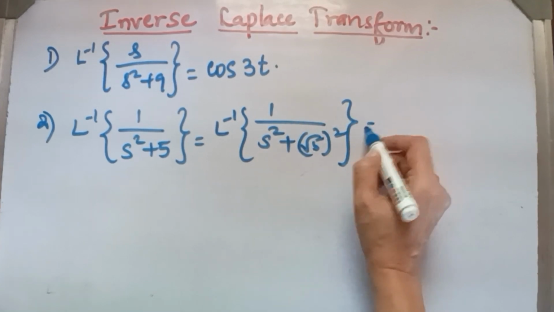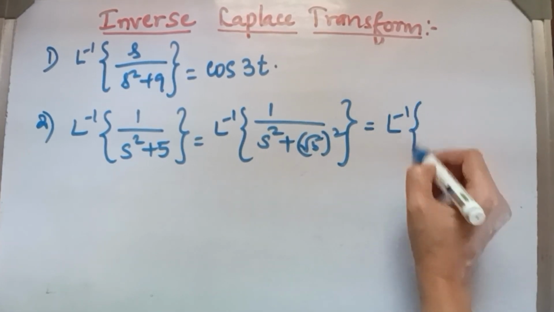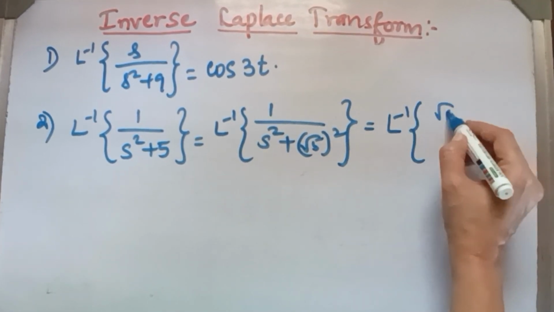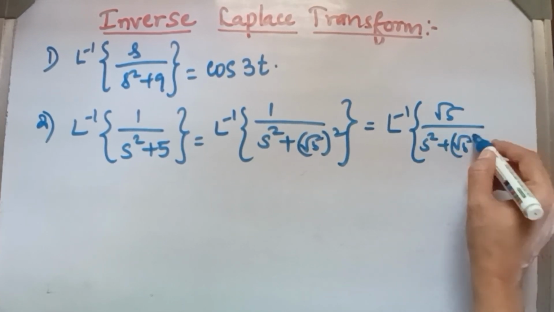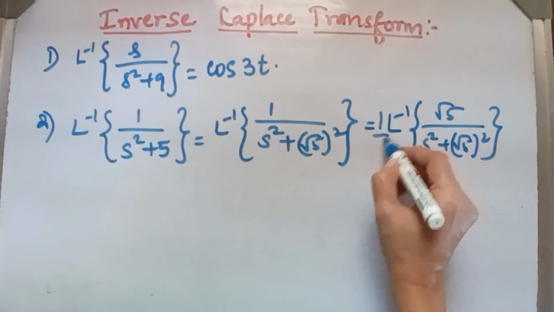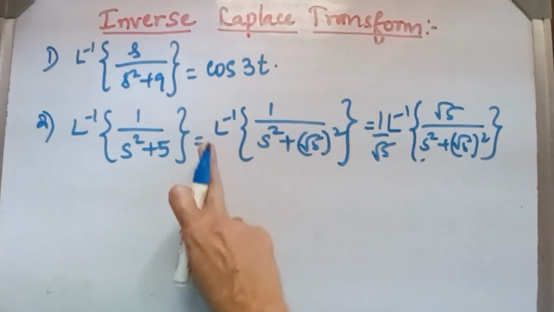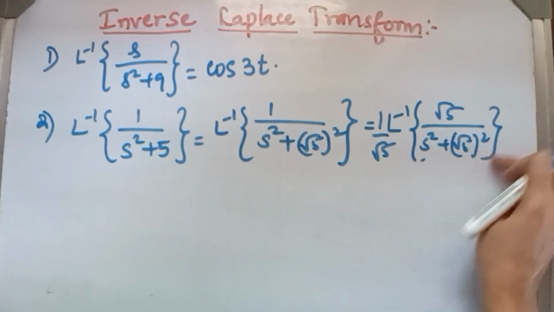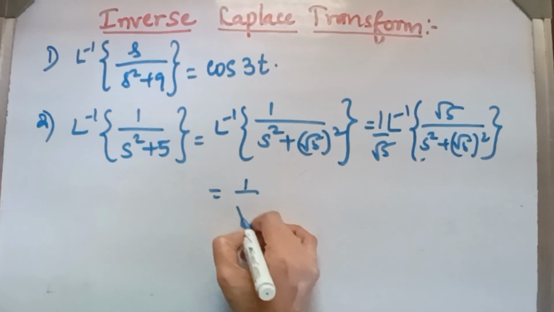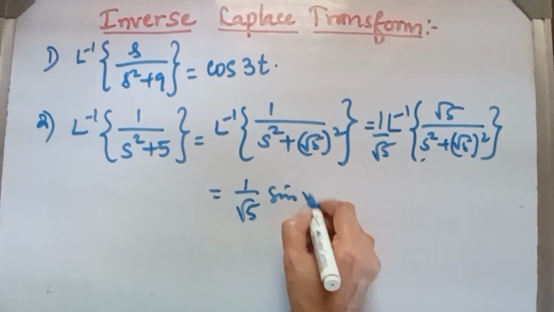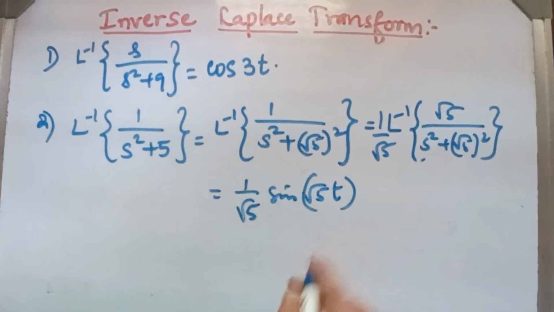It should be a by, so inverse transform of multiply by root 5 this number, s square plus root 5 whole square, and divide by root 5. So it cancels, you are going to get the same back. Now here you can apply the formula. Inverse transform of this is 1 by root 5 into sine root 5 into t.